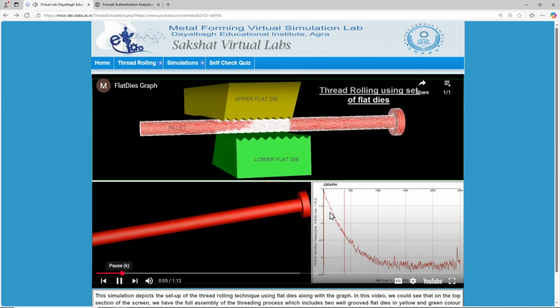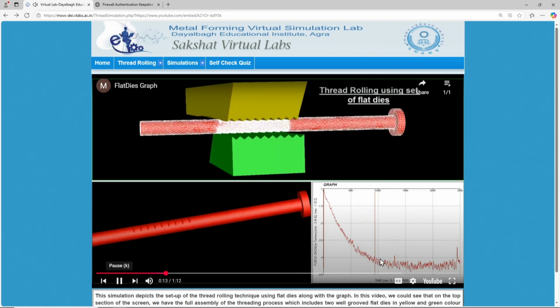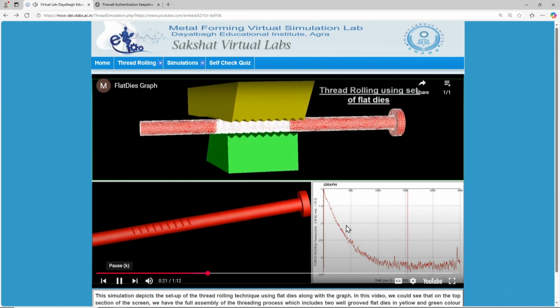The force in tons is given, and with respect to time how the force is varying is shown. In the beginning the force is high, then the force is being reduced. So that is why the strain was also higher in the beginning, that I showed you in the previous video.